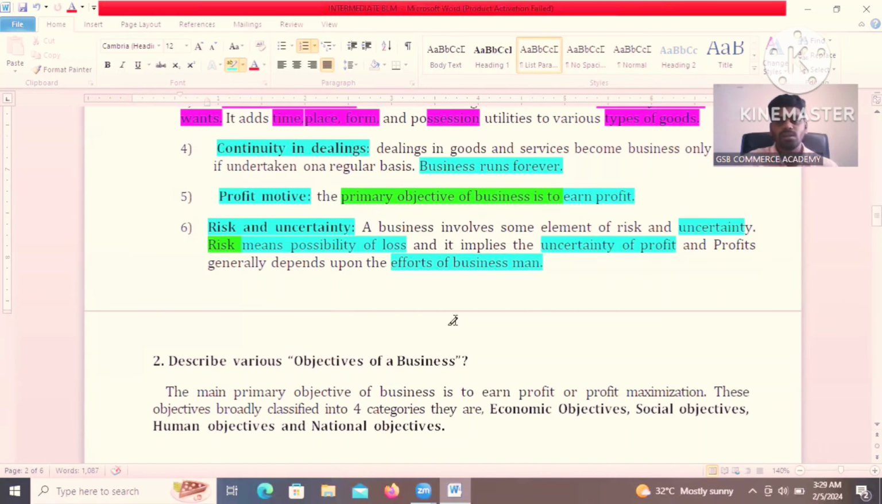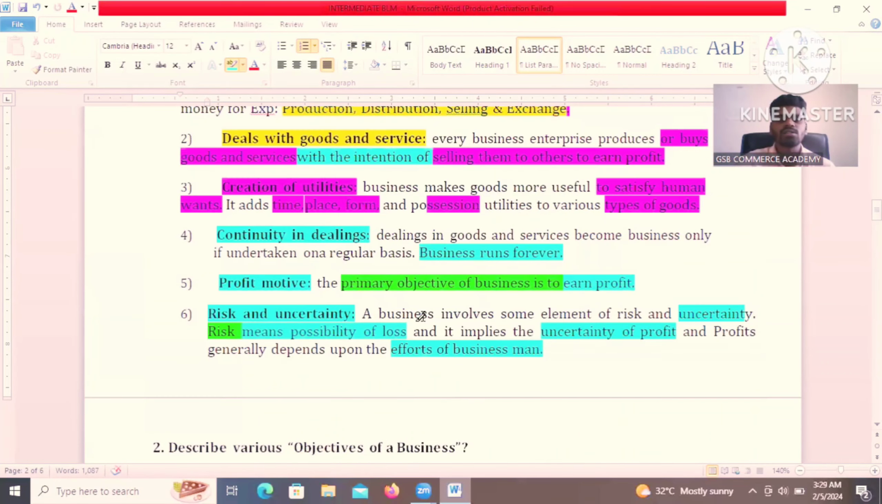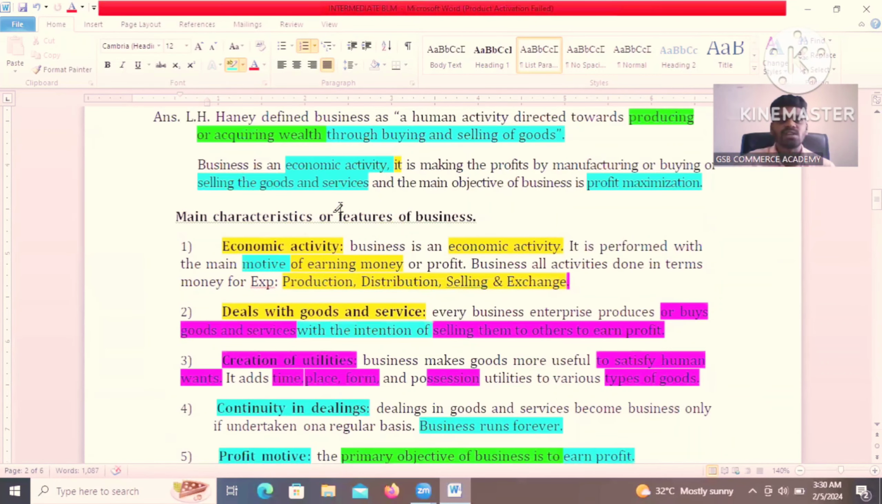When the business gets more profits, it is because the businessman or proprietor takes more efforts, takes good decisions and takes innovation with the bearing of risk. Only in that situation will the proprietor get more profits. These all are the features or characteristics of the business.